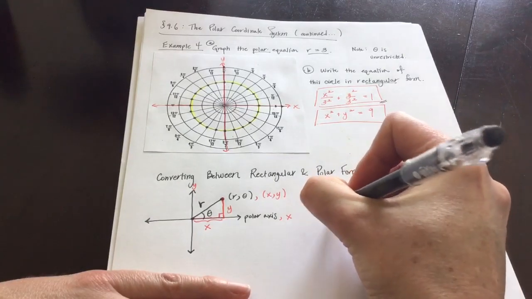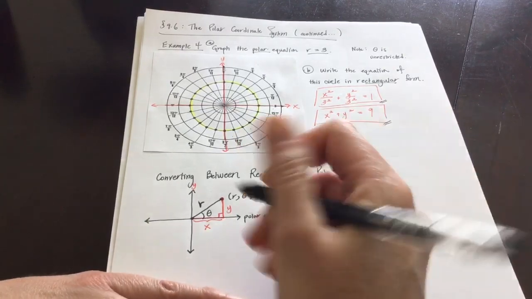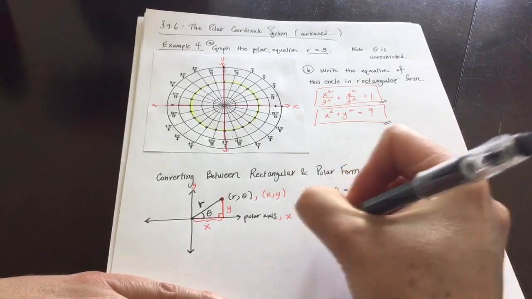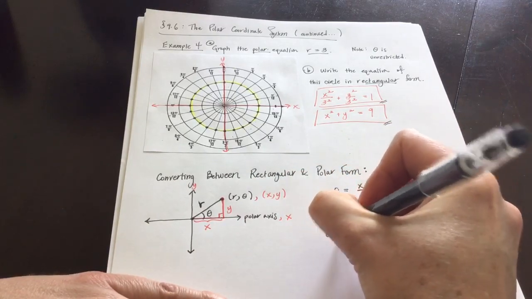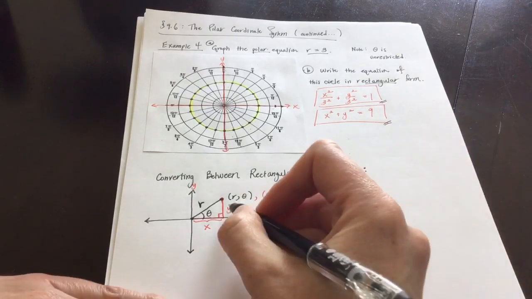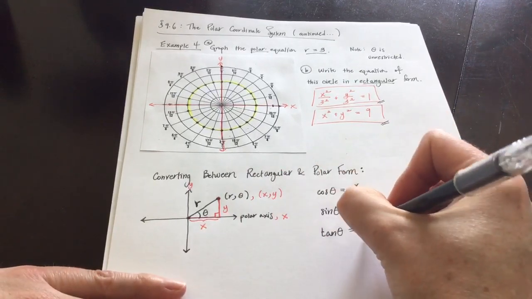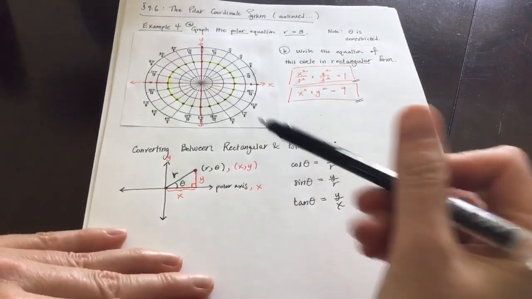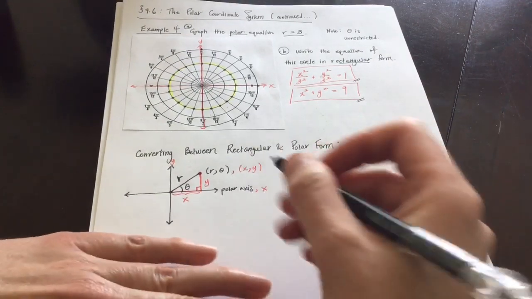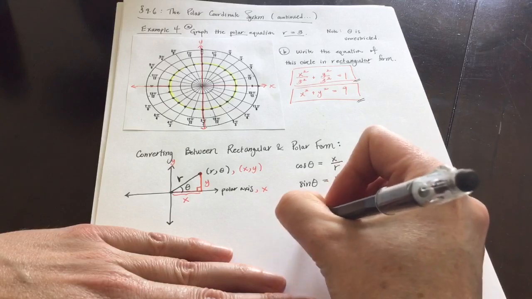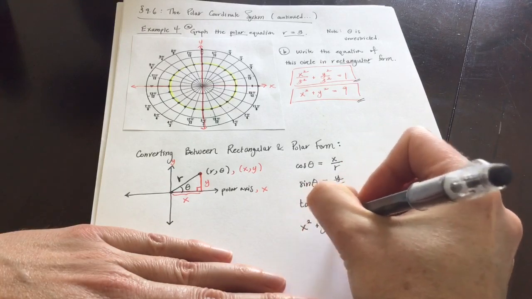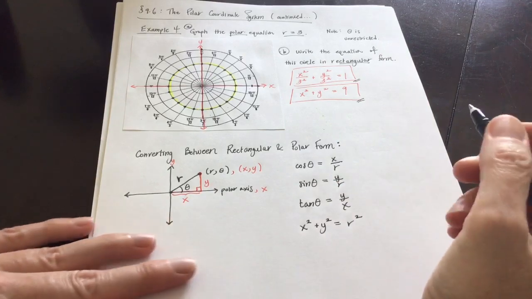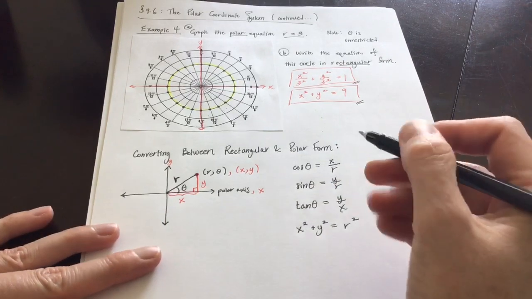Similarly, sine of theta is opposite over hypotenuse, or y over r. Tangent of theta, opposite over adjacent, or y over x. And last, good old-fashioned Pythagorean theorem would say x squared plus y squared equals r squared. There you go. And this is really your toolkit.